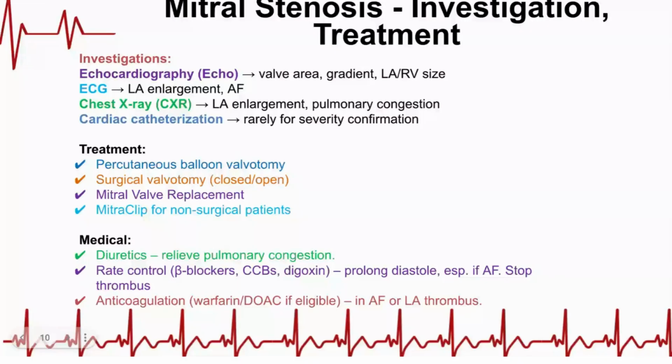And if this patient has gone into AF, we also want to control that rhythm and stop them from having a thrombus. So it's just kind of a protective measure that we can do. So diuretics, rate control, and anticoagulation is what we do.